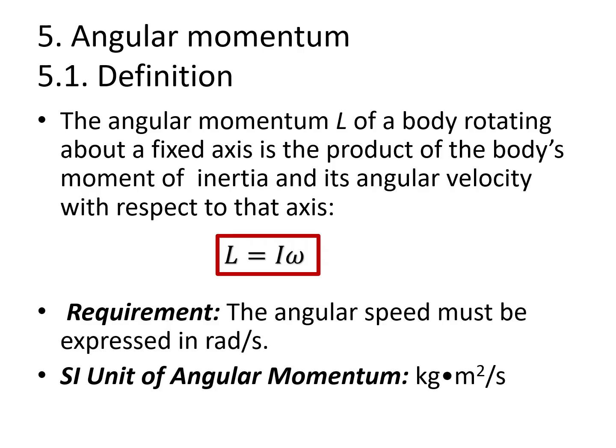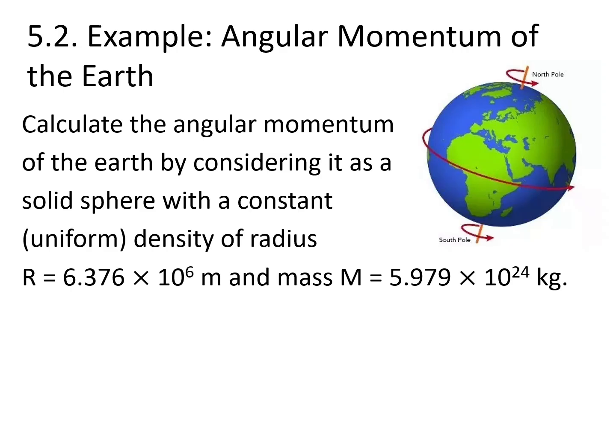With the definition in place, we can apply the same idea to a real rotating object, the Earth. The problem asks us to calculate the angular momentum of the Earth by approximating Earth as a solid sphere with uniform density. This is a simplification because the real Earth is not perfectly uniform, but it gives a useful estimate.